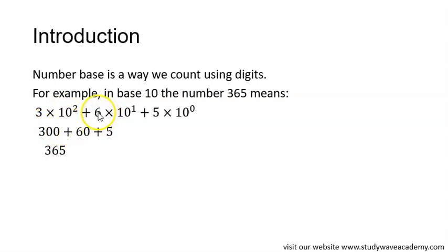Plus, we have 6 times 10 raised to power 1 is still 10. 10 raised to power 1 is 10. It's just 1 10, okay? So 6 times 10 is 60 plus 5 times 10 raised to power 0. Remember, in our indices, the zero exponent law states that any number raised to power 0 is 1, right? So 5 times 1 is 5. So when you add all these together, is 365, right? This can be read as 365, right?